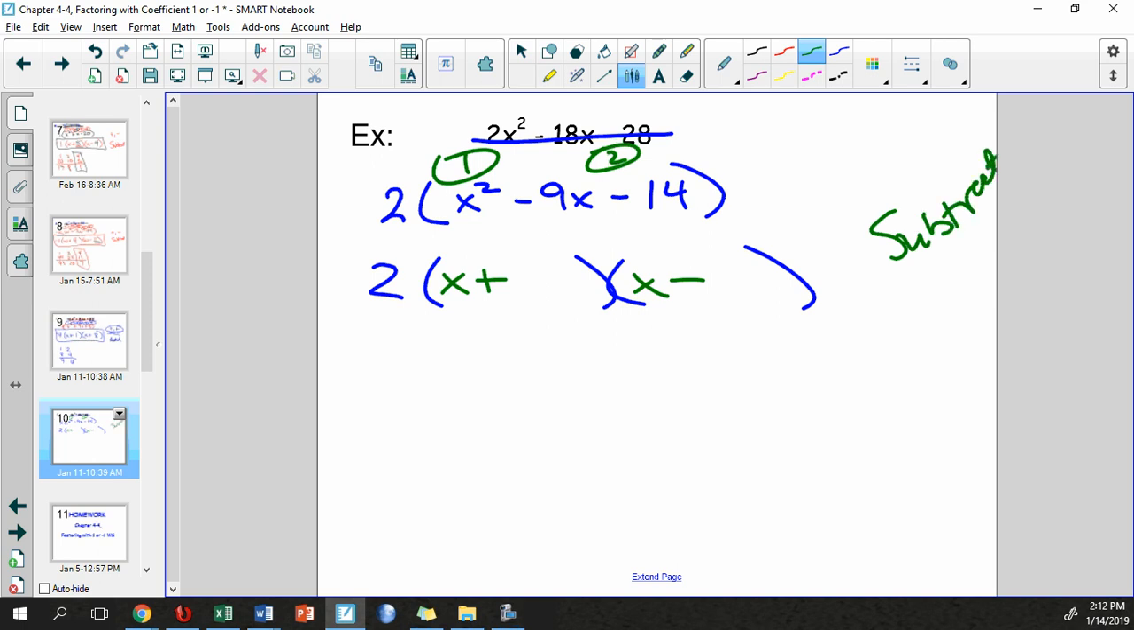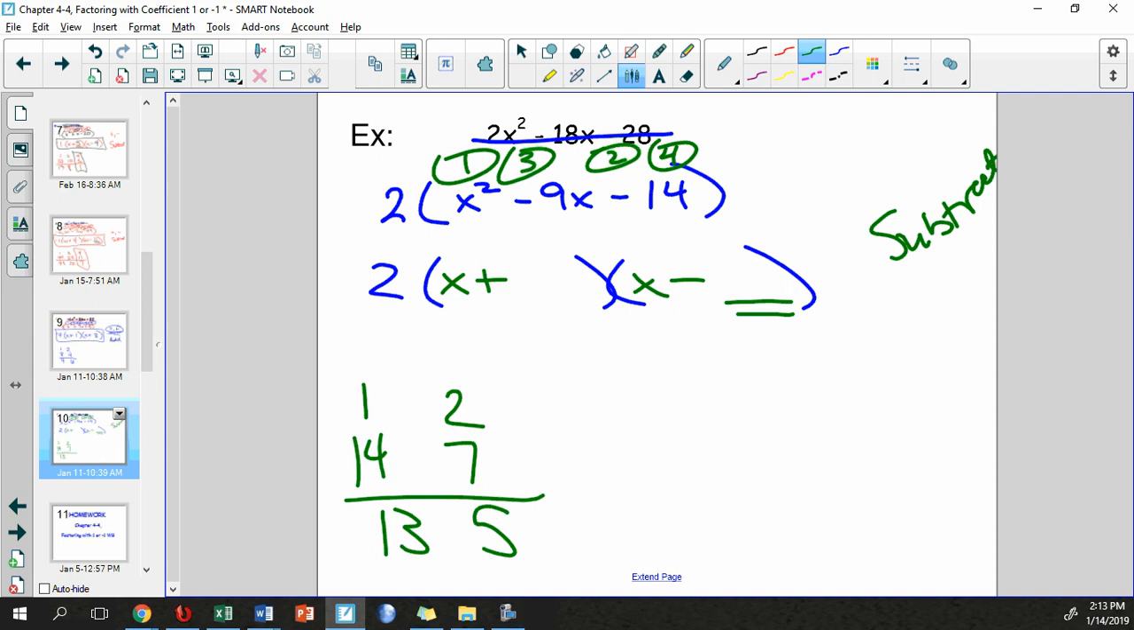Correct? So I need all the factors. Before I go there, I need a -9x. So where's the bigger number going to go? With the plus or with the minus? With the minus. So factors of 14 are 1 and 14 and 2 and 7. What am I going to do with these numbers? So this gives you a 13 and a 5.